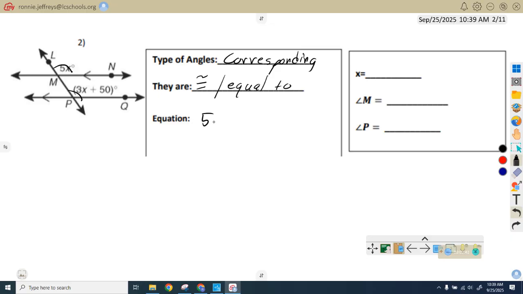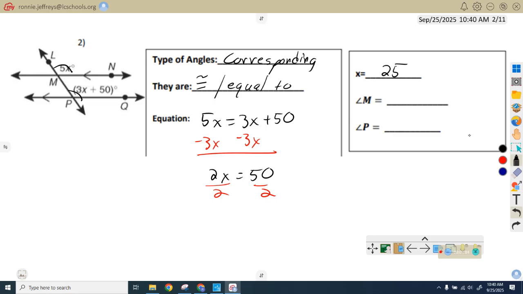Alright, so 5x equals 3x plus 50. Subtract 3x. So we have 2x equals 50. X equals 25. Now again, both angle M and angle P are the same. I'm going to choose the easier one. 5 times 25. You get 125 degrees.